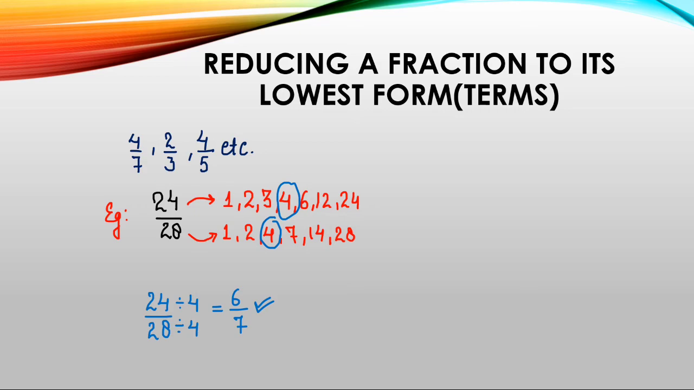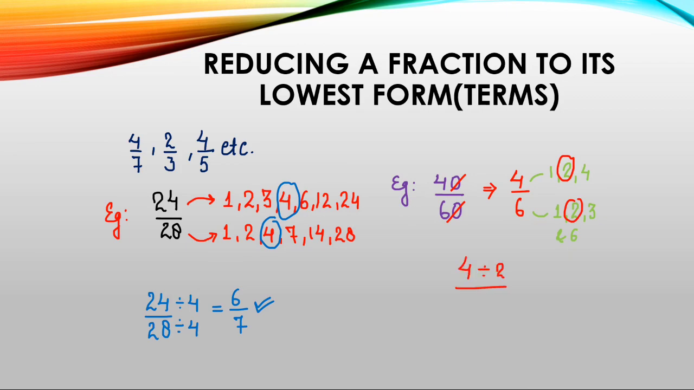Similarly, if we have another fraction 40 upon 60, in this fraction, you can eliminate the 0 from both as it is written at the last place. Now the fraction is 4 upon 6. The factors of 4 are 1, 2 and 4. And the factors of 6 are 1, 2, 3 and 6. So the highest common factor is 2. So divide 4 by 2 and 6 by 2. It will be equal to 2 upon 3. So 2 upon 3 is the required lowest form.